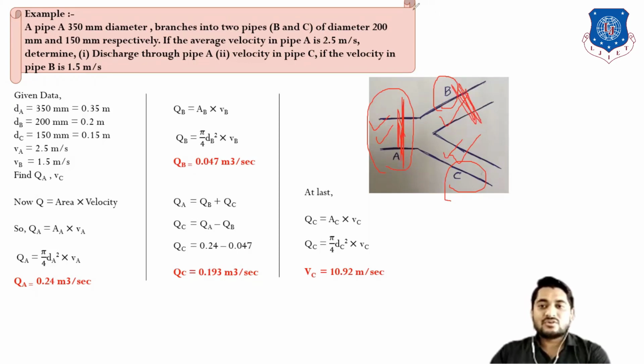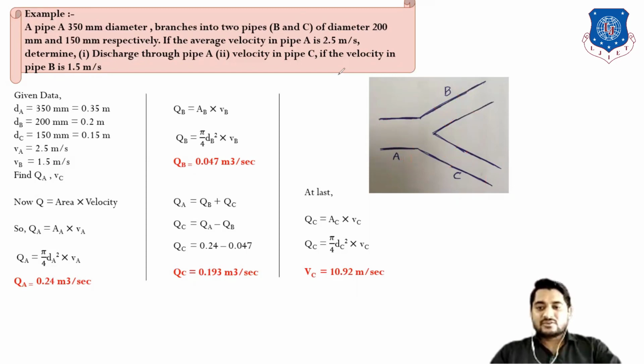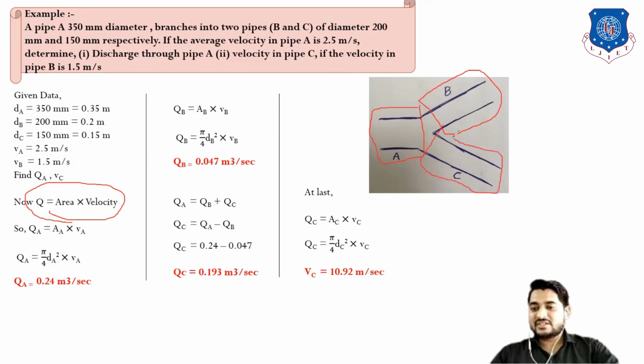Clear? So here we have to use the simple equation of discharge only. First of all, basically discharge Q is equal to area into velocity, right? Let us divide this example into three branches. Here segment 1 contains part A, segment 2 contains part B, and segment 3 contains part C. So first of all, let us take the equation for part A.